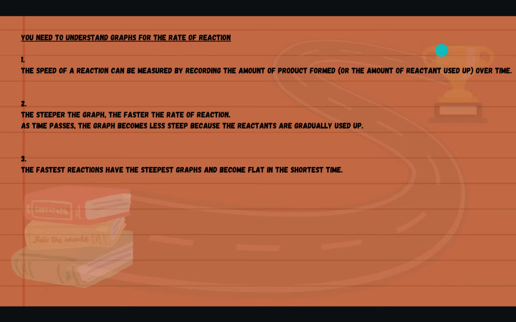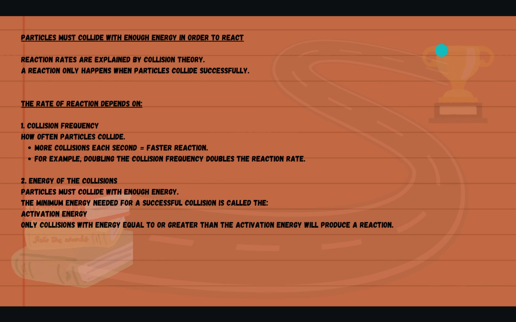You need to understand graphs for the rate of reaction. The speed of a reaction can be measured by recording the amount of product formed, or the amount of reactant used up over time. The steeper the graph, the faster the rate of reaction. So as time passes, the graph becomes less steep because the reactants are gradually used up. The fastest reactions have the steepest graphs and become flat in the shortest time.